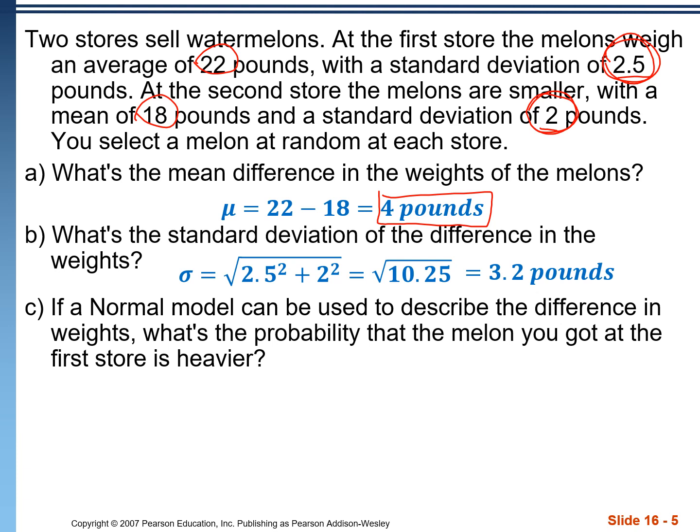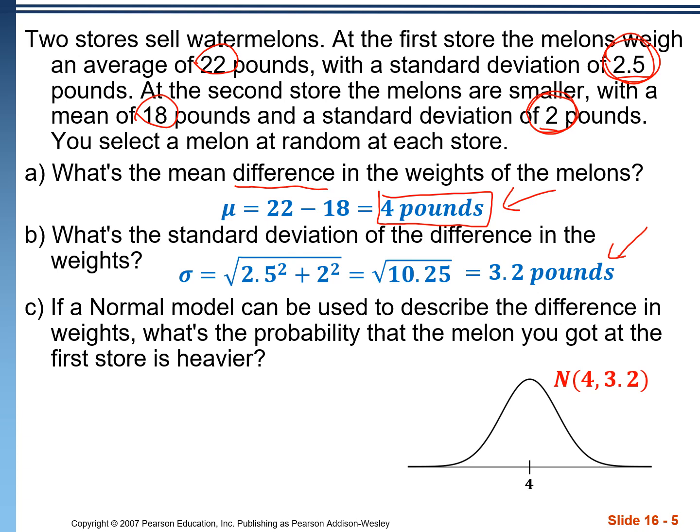Part C, if a normal model can be used to describe the difference in weights, what's the probability that the melon that we got at the first store is heavier? This is a z-score problem, mentions a normal model, and up here we found the mean and the standard deviation, and that's going to be the parameter values of our normal model. So important thing to note is that this distribution is about the differences in the weights of these watermelons. So we would expect them to have a difference of 4 pounds. A difference of 0 would be where these two watermelons weigh the same amount. So that's the cutoff we're interested in, and we have to figure out which side of the curve to shade. And this really becomes a logic problem.